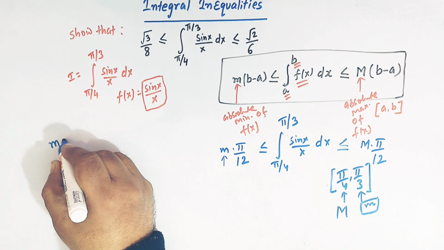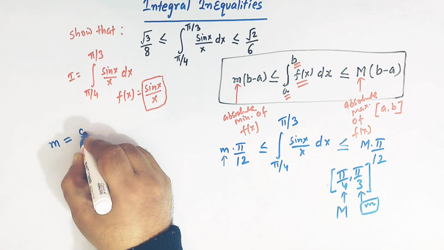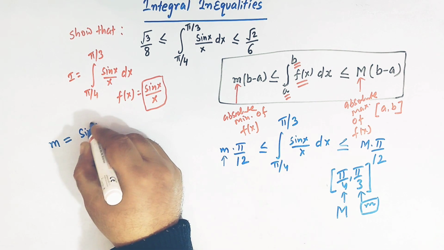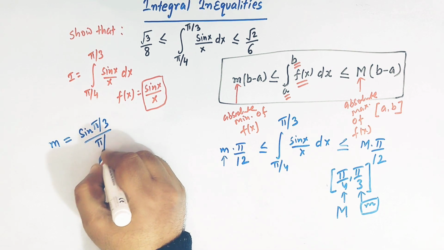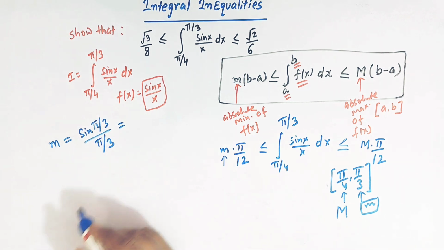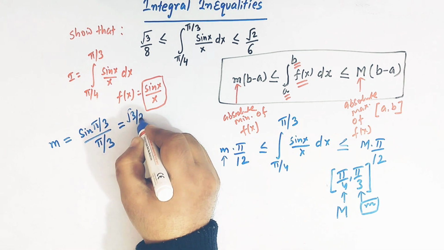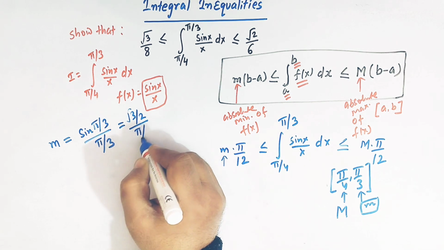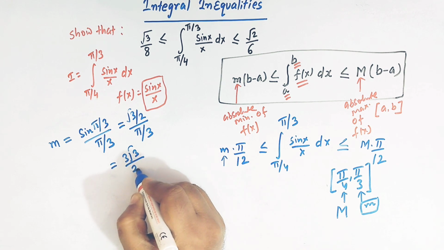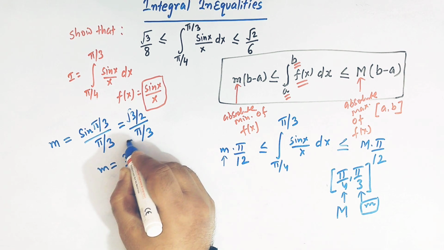So m is now equal to sine pi by 3 divided by pi by 3. Sine pi by 3 is sine 60 degrees, and that is equal to root 3 over 2. So this is pi by 3. So this is 3 root 3 over 2 pi.